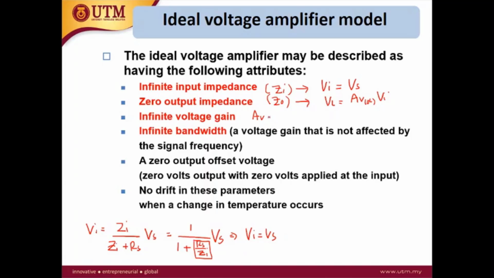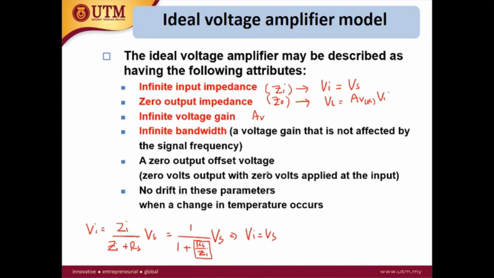There is not much to explain about this statement, because for an amplifier we want to amplify the signal. If you have higher gain, this is better. And then the fourth is infinite bandwidth. As I mentioned in the previous part, the amplifier's operation is limited by the frequency of the signal. So ideally, in an ideal voltage amplifier, we want the amplifier to be able to amplify the signal regardless of the frequency, whether it is a fast signal or a slow signal.